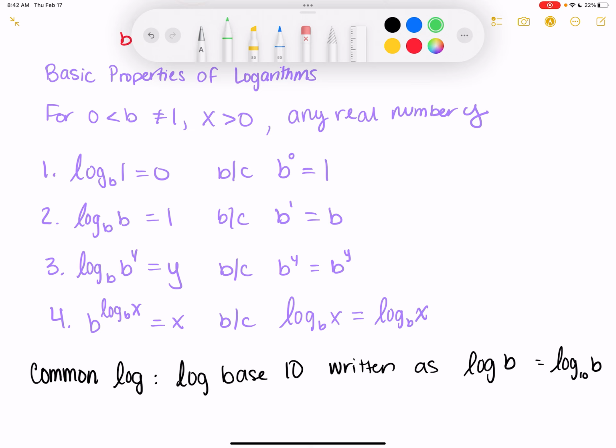Number 3 says log base b of b to the y is equal to y. So this common log is the button on your calculator that literally just says log. In case anybody wanted to know.